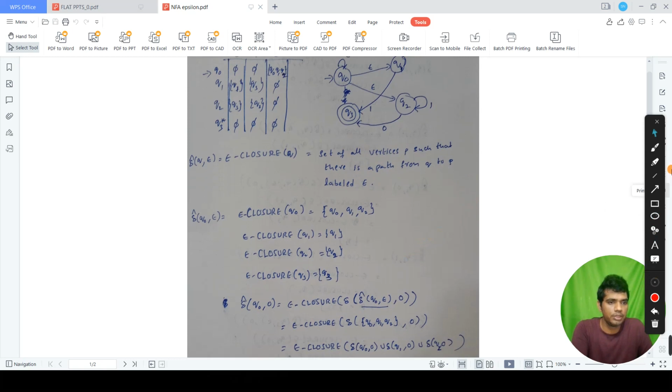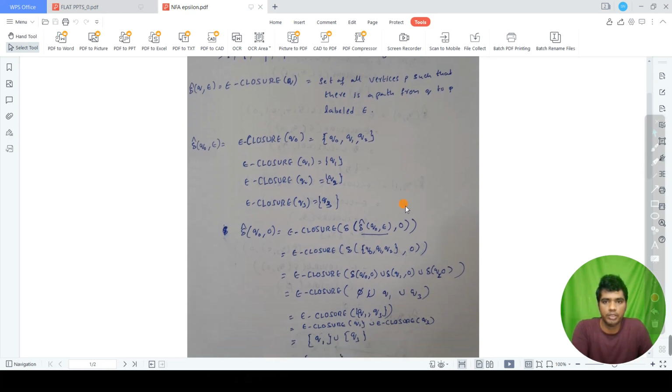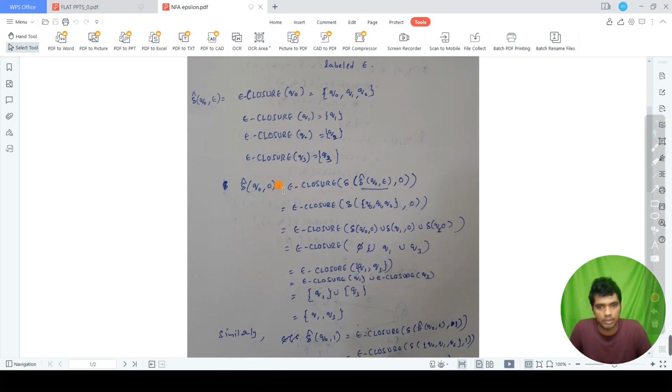Once you compute the e-closures of all, then we need to compute. Let's start with the q0 state, because q0 is the start state. So we'll start with q0. This is important: delta cap. So delta cap, and what does delta cap mean here? Delta and delta cap, these two are different.